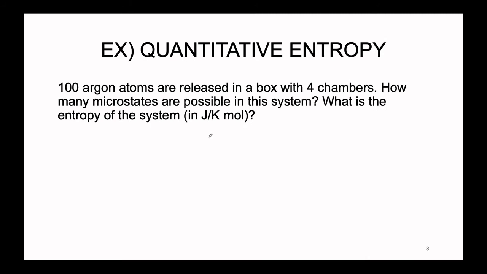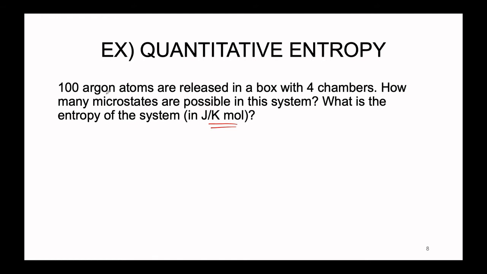All right, so let's look at another example of being able to quantify entropy. So let's say we have 100 argon atoms. They are released in a box with 4 different chambers. The question is, how many microstates are possible in this system, as well as what is the entropy of the system? We can see here, in joules per Kelvin mole. We are looking for a value of entropy that is a little bit more macroscopic here on a per mole basis. So I'm going to let you guys process this information, work through the problem, figure out how much entropy we are actually working with here.